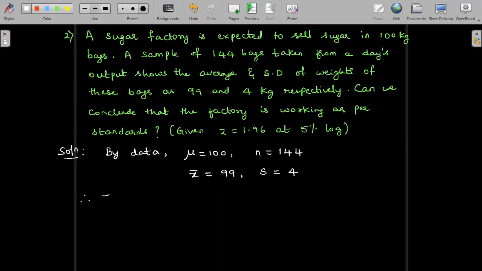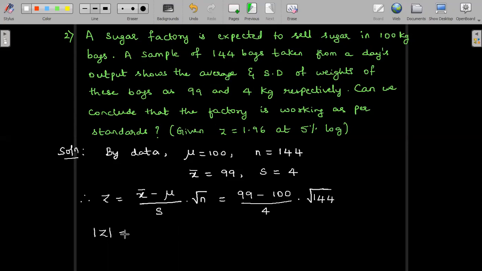So with all these values, Z can be evaluated using the formula x bar minus mu, the whole divided by S into square root of n. So x bar is 99 minus 100, the whole divided by S, which is 4, multiplied by square root of 144. So evaluating the Z value, since we get a negative value, I will consider the modulus of Z, and this value is equal to 3. So mod Z is equal to 3.